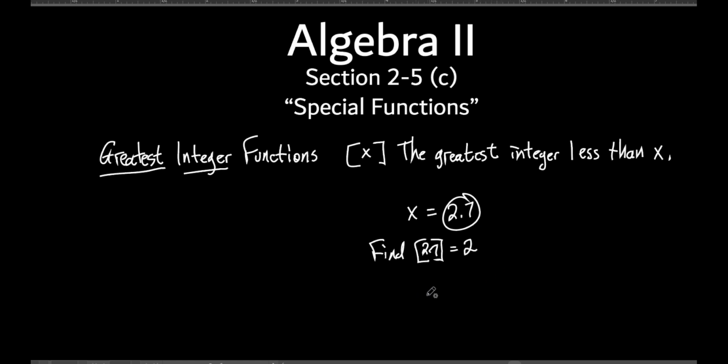All right, let's do another one. What if I said 3.1? What's the greatest integer less than 3.1? It's just 3. What if I said the greatest integer function of 4?